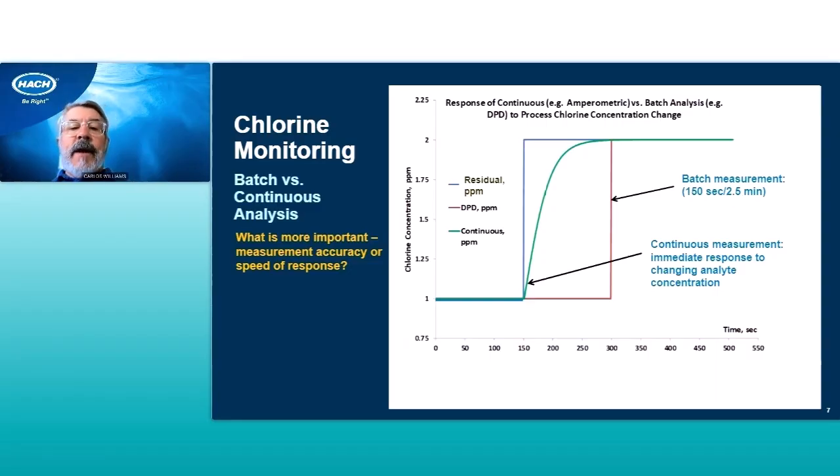If you look at that green line, you see an immediate response. The only thing is that you also see that it's not giving you the 2 milligrams per liter right away. You see it start to increase because it's a continuous measurement, but it doesn't get to the exact right concentration until about 2.5 minutes. So either way you slice it, whether you're looking at a colorimetric analysis or an amperometric analysis, getting to the right concentration takes about the same amount of time. However, if you want to see something respond immediately, the amperometric is going to respond more quickly.